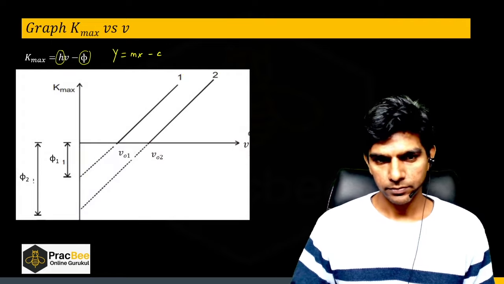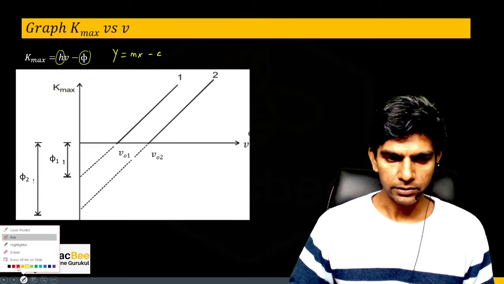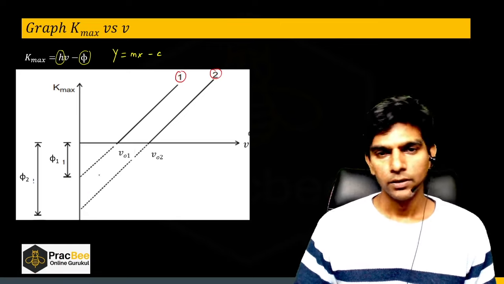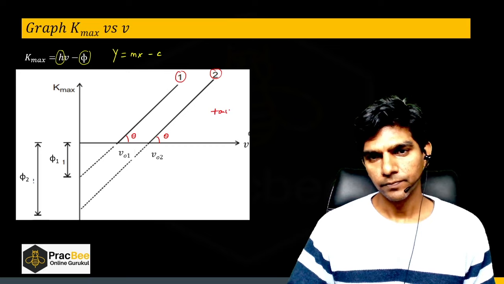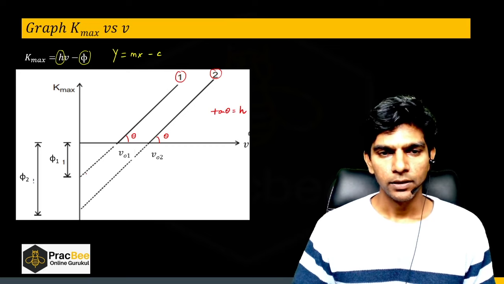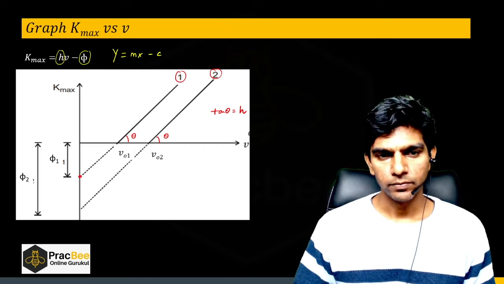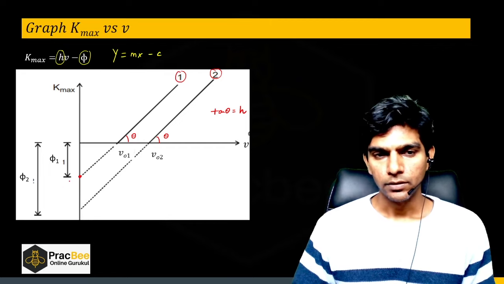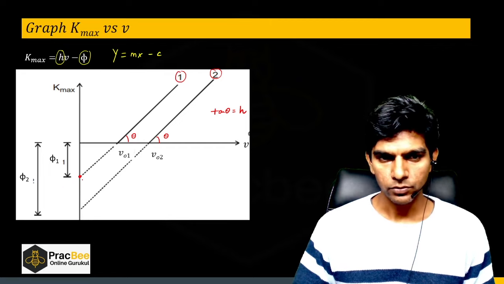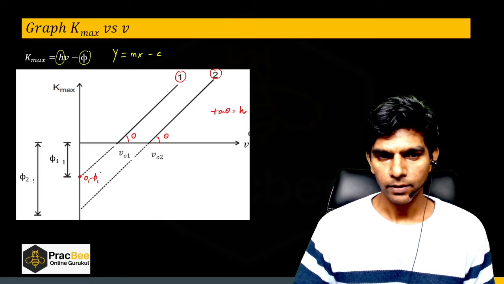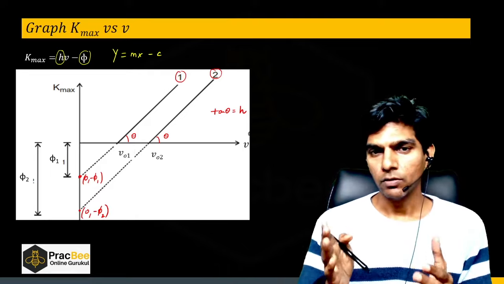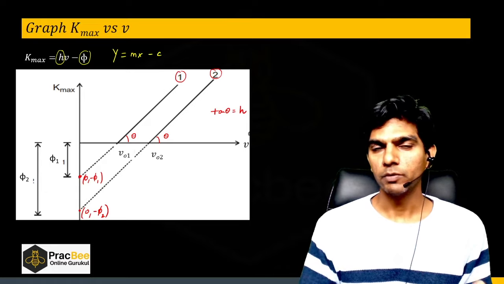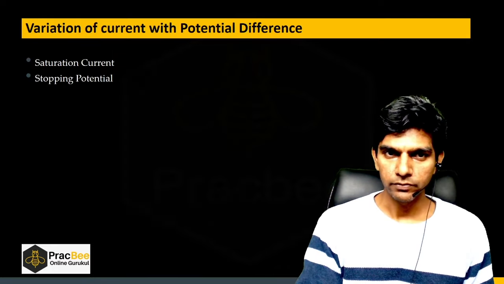If we plot this, let us say we have two metals, metal 1 and metal 2. If this angle is theta and this angle is theta, then tan theta is nothing but h, and the y-intercept is nothing but the work function for that particular metal. So this will be (0, minus phi 1) and this will be (0, minus phi 2). If you plot the kinetic energy versus frequency graph for any metal, all graphs will be parallel to each other because they have the same slope. So do remember this graph.